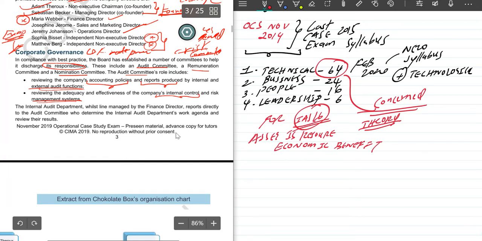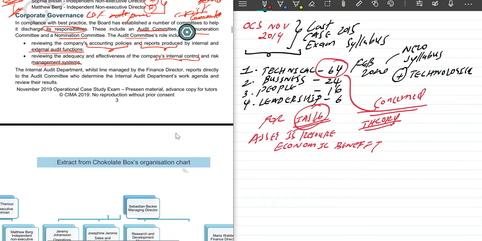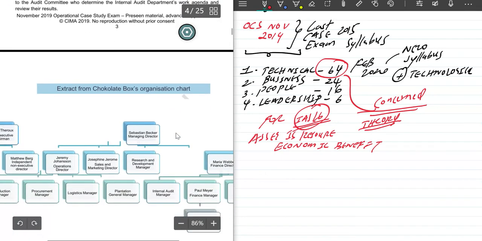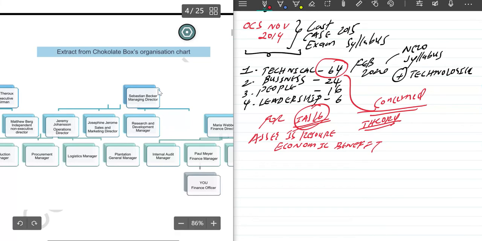The internal audit department, whilst managed by the finance director, reports directly to the audit committee, who determine the internal audit department's work agenda and review their results. That is the process there. And students, again I am telling you, this is the organizational structure. And I'm telling you students, you need to keep each and every person in mind because it's very, very important. And this is a value chain also. And you are falling here at the finance officer. So please keep in mind your senior boss is Paul Mayer. So just have an idea of that, students.